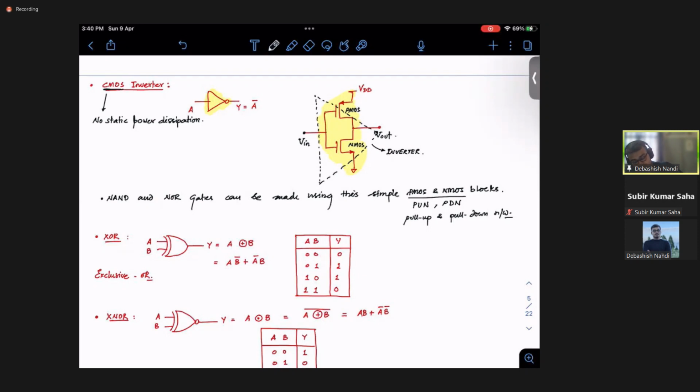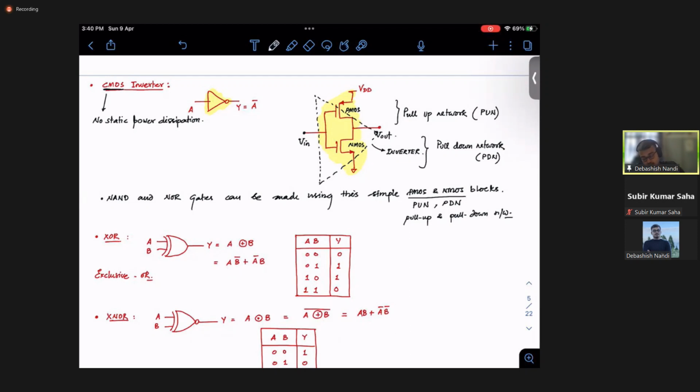By the way, this is called the pull up network because it pulls up the output to VDD, and this bottom part is called the pull down network, okay, because it pulls down your V out to 0 through the NMOS.